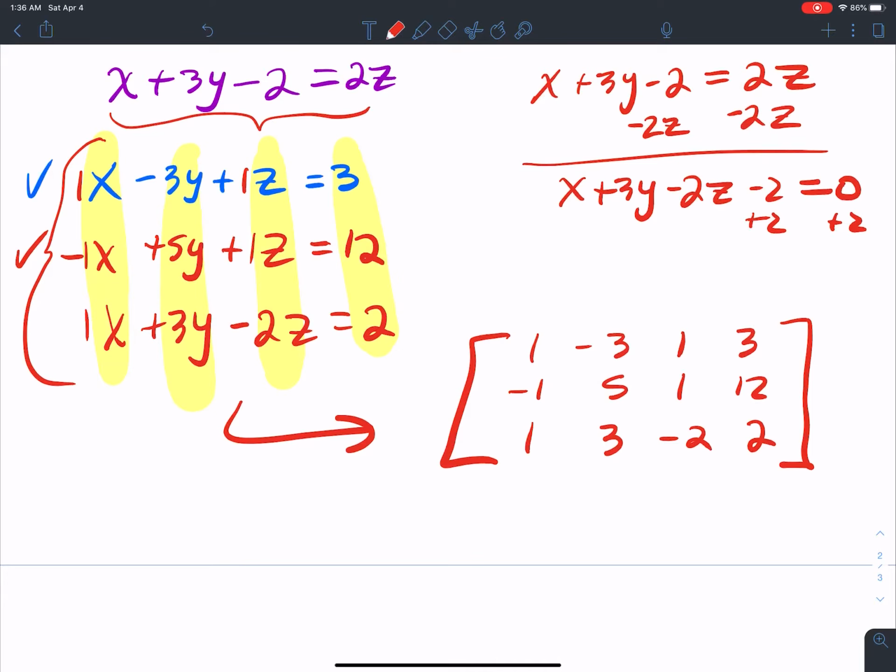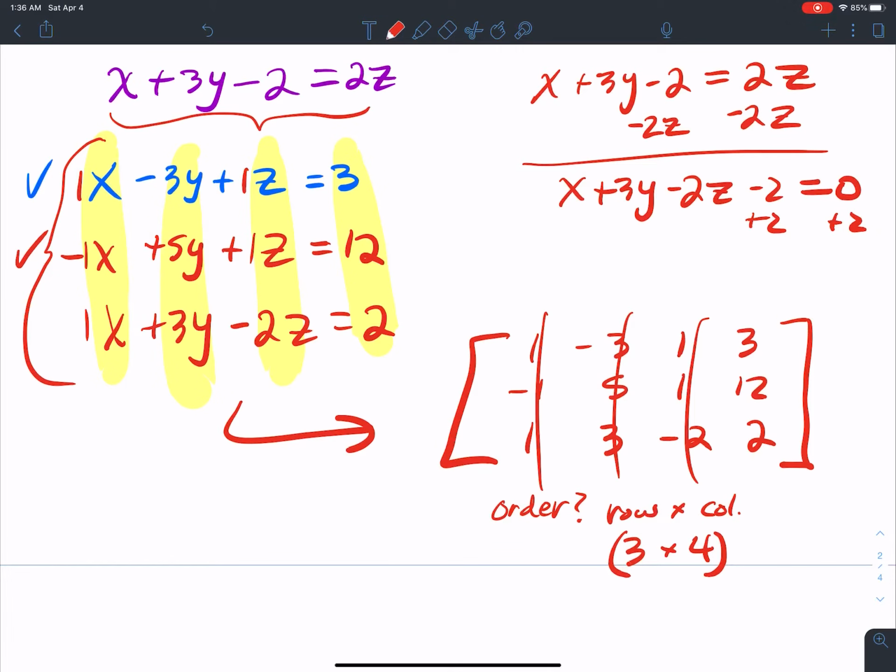And so now what do I do? Because that's a big old mess. If I wanted to solve this, by the way, what's the order of this matrix? The order is row by column, right? So row by column, how many rows are there? There's 3 rows. How many columns? There's 4 columns. 1, 2, 3, 4, right? So it's a 3 by 4 augmented matrix.